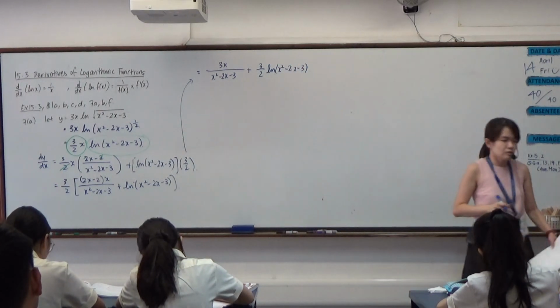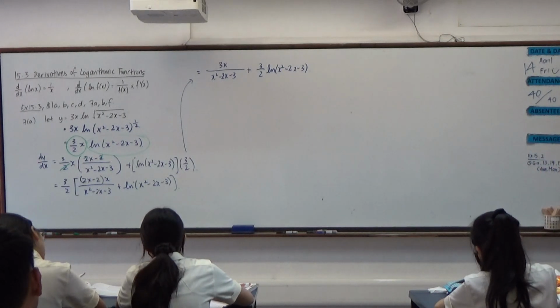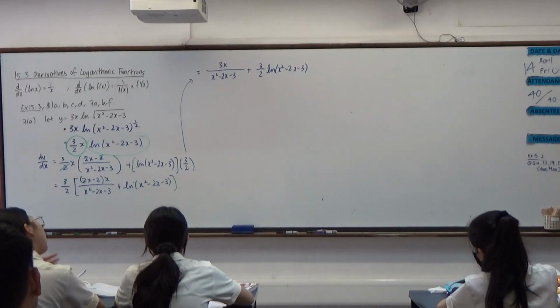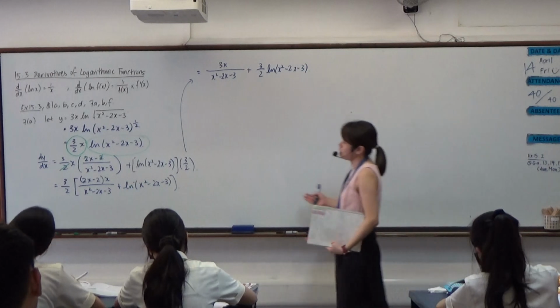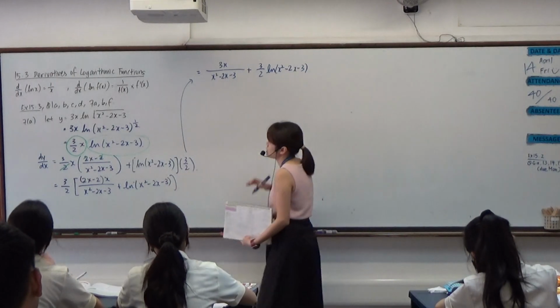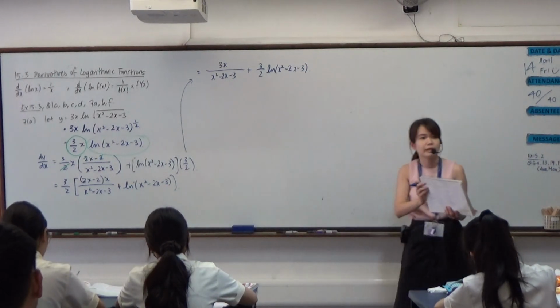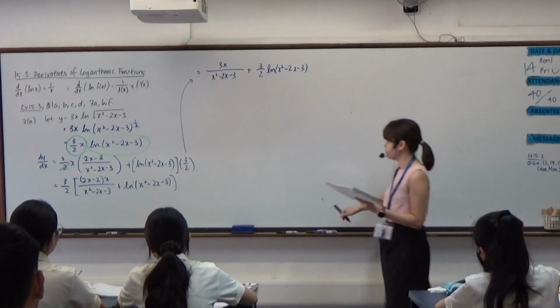So multiple ways that you could leave your answer. Either you can factorize out 3 over 2, or you can just simplify it to this extent also. They are equivalent.